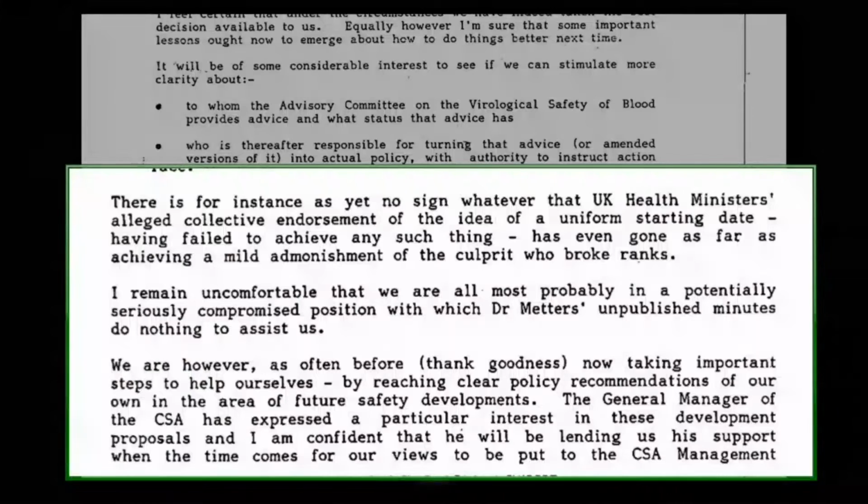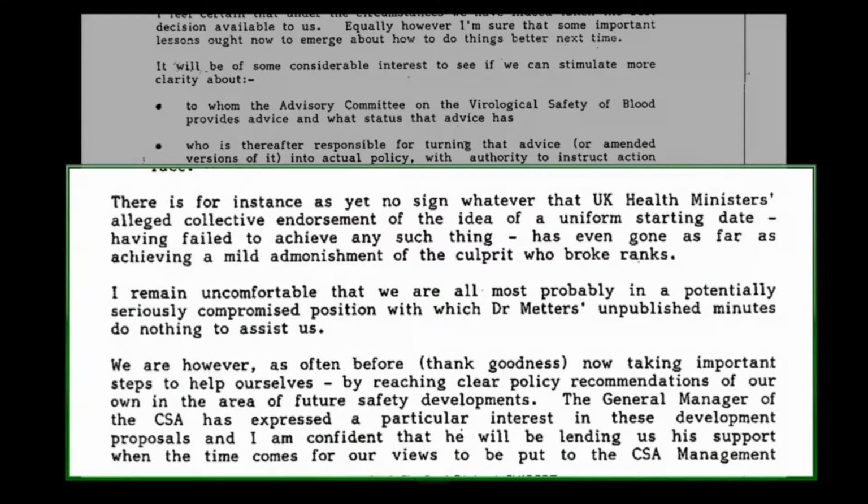So Mr. McIntosh continues by saying, there is, for instance, as yet no sign whatever that UK health ministers' alleged collective endorsement of the idea of a uniform starting date, having failed to achieve any such thing, has even gone as far as achieving a mild admonishment of the culprit who broke ranks. That's a reference to Dr. Lloyd's introduction of hepatitis C testing earlier than the national date. And that's an issue I'll come back to.